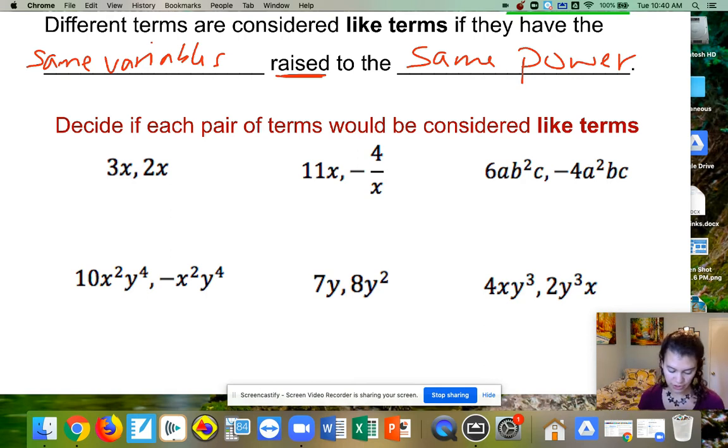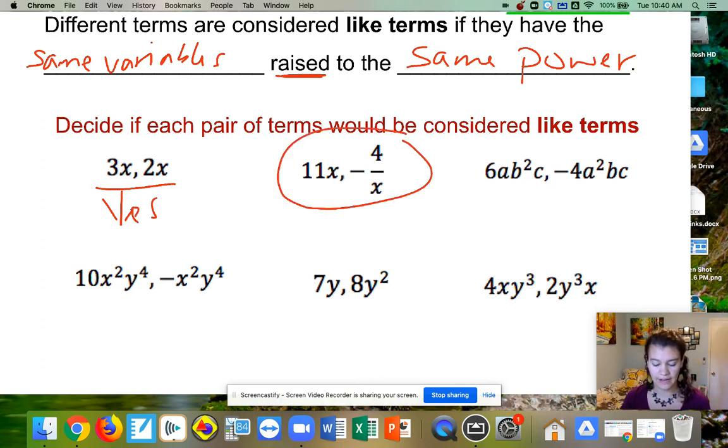So the first one here, we have 3x and 2x. They both have x's. Both x's are only raised to the first power, so these, yes, are like terms. This one here, you have 11x and then negative 4 over x. So we could rewrite this as negative 4x to the negative 1, because x is on the bottom. We have an x on the bottom and an x on top, so those are not the same.